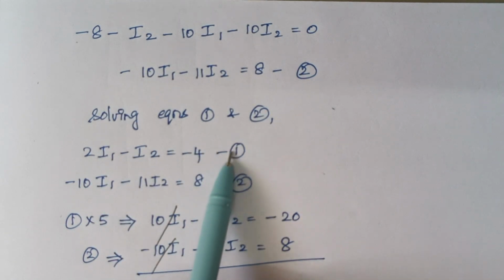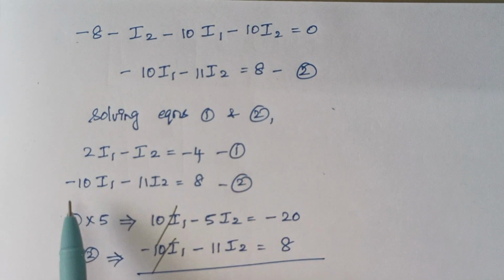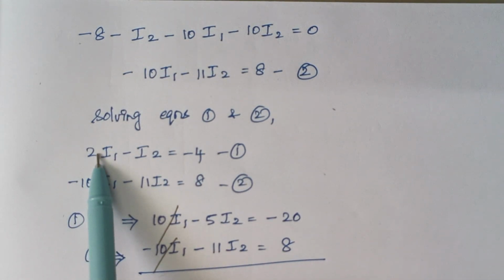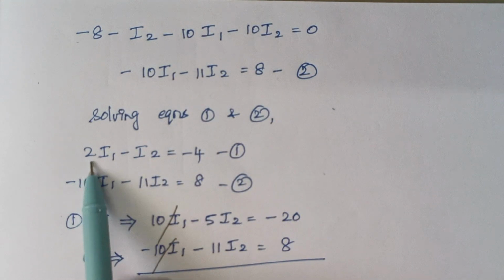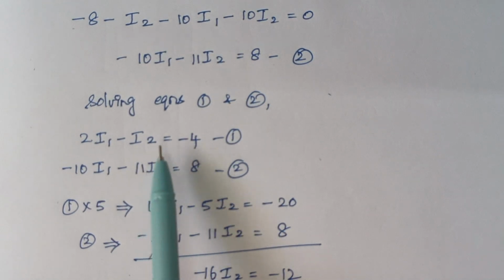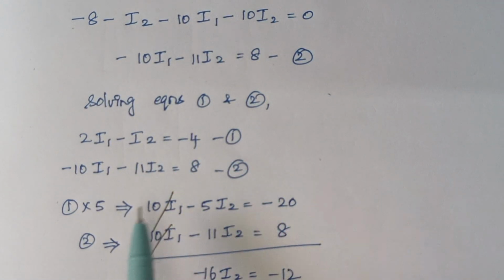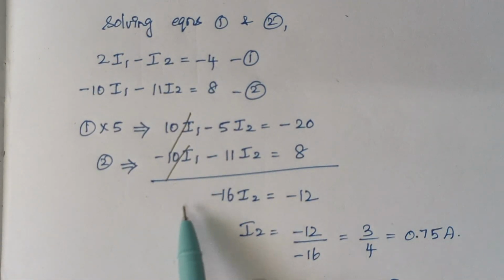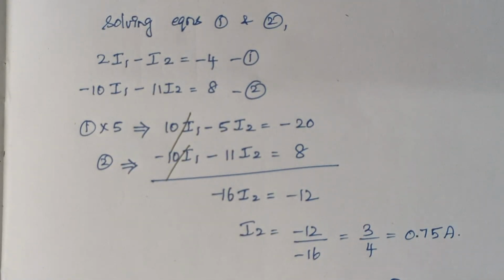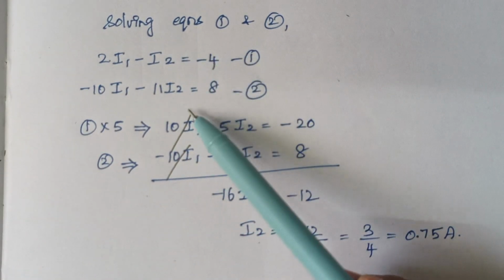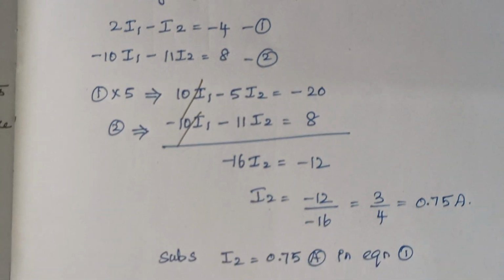Therefore, I am multiplying expression number 1 by 5. Because here we have 10, I have to make this 2 into 10. The entire expression gets multiplied by 5 here. Therefore, you see 5 into 2, 10 I1 minus 5 I2 minus 20, and the second expression remains the same. So in this case I1 cancels, and we can easily calculate the value of I2, right? Once I2 is known, just substitute the value of I2 in either expression 1 or 2. Then we can easily calculate I1, right?